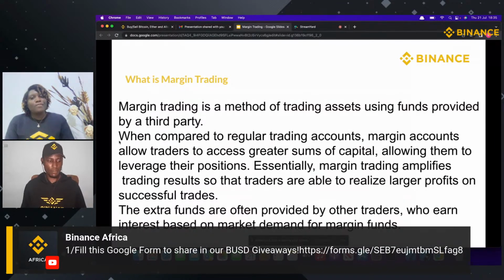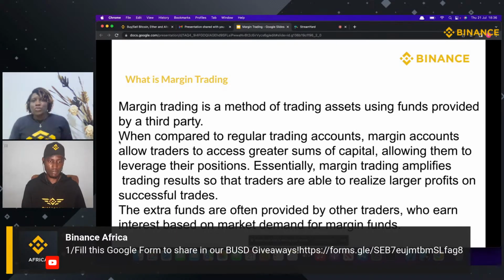Because of this leverage, let's take note that leverage is a double-edged sword. This leverage has the ability to amplify your gains as well as amplify your losses. So let's take note of that. When leverage enters anything, we know that it is a double-edged sword. Essentially, margin trading is going to amplify your trading results so that you can have larger profits on successful trades. Now, if the trade is not successful, it means that you are going to have losses.